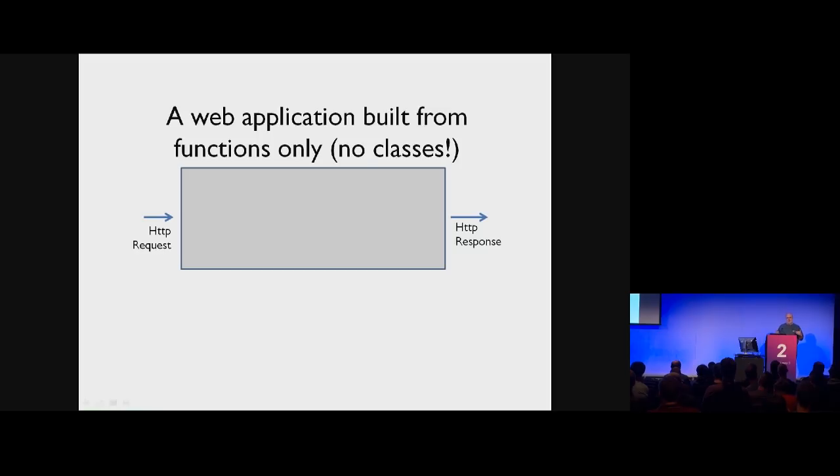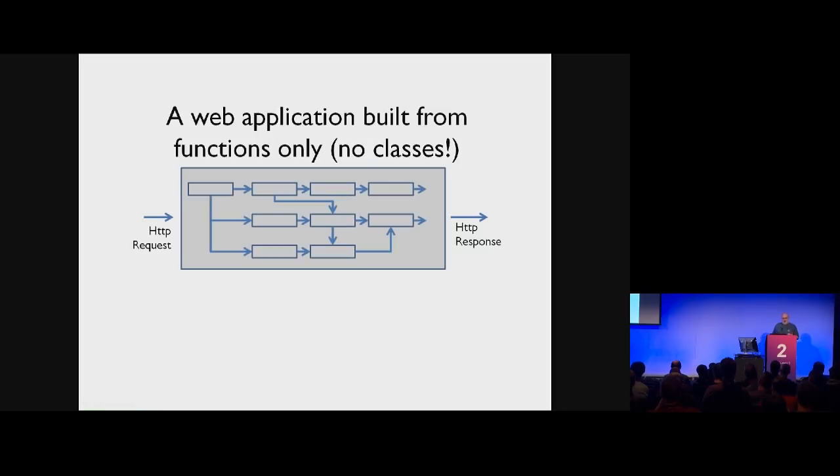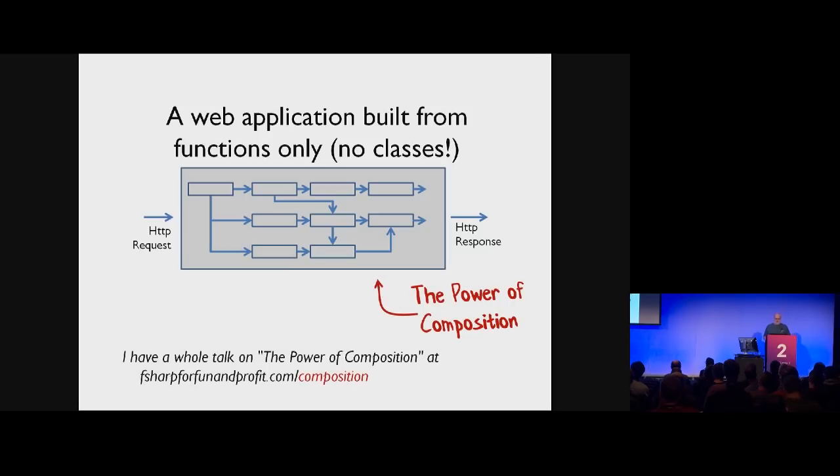And when you do a functional design, inside your main web function, you have all these little functions that do all the little work, and they're all connected together by pipes. You don't need classes. You can seriously build quite sophisticated applications using purely functions. And if you want to call these microservices, be my guest. Microservices are very similar. That's another example of the power of composition. So I have a whole talk on this, if you're interested, on my website.